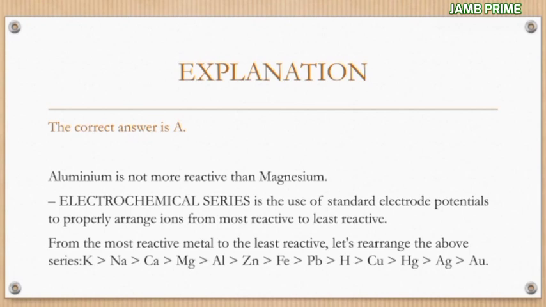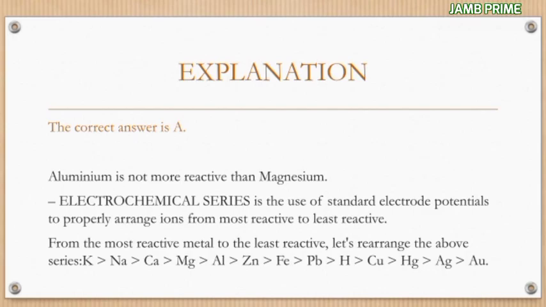From this, you can use the first letter of each word. From "please" you have potassium, from "stop" you have sodium, from "calling" you have calcium, and continuing this way you get to gold. So that is a simple acronym you can use for the electrochemical series. I hope you got that.